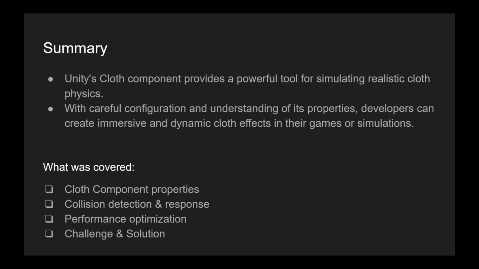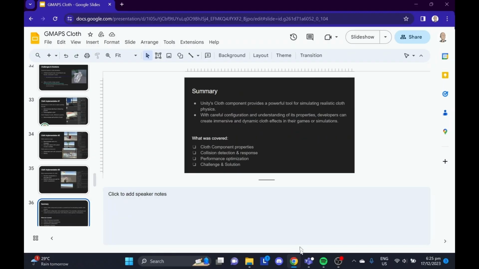So in summary, Unity's cloth component is a very powerful tool for simulating realistic cloth physics. With careful configuration and understanding of its properties, developers can create immersive and dynamic cloth effects. And what was covered is cloth component properties, collision detection and response, performance optimization, challenges and solutions, and of course our three implementations. And that is all for my part.